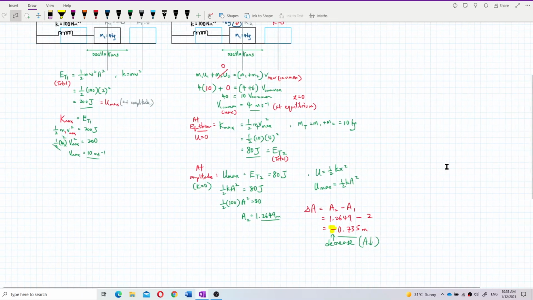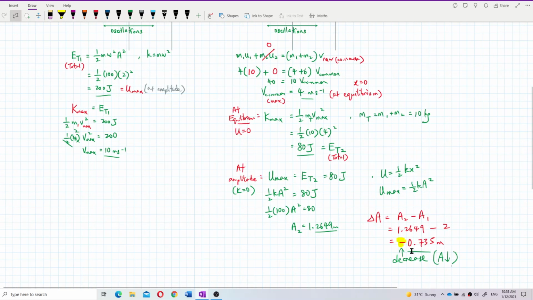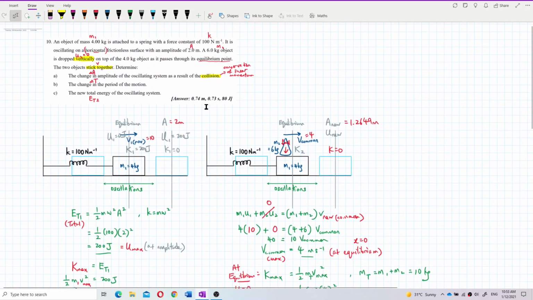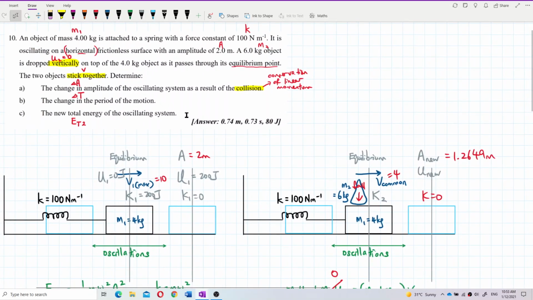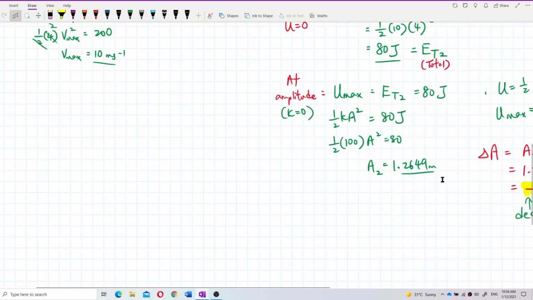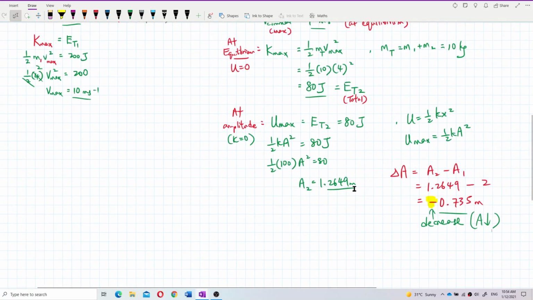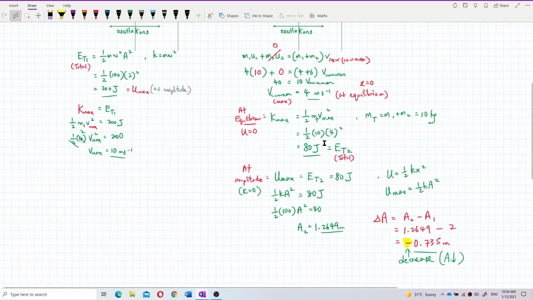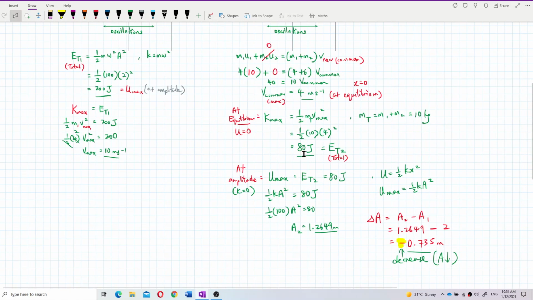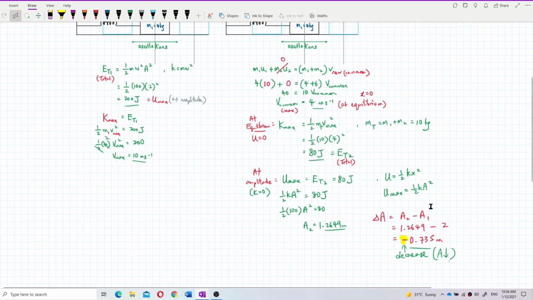So is the answer correct? The change is negative 0.735. Yes, that's correct. The change in amplitude is 0.74. It didn't put negative, but that's not so important. Negative means the amplitude decreased. It decreased to 1.2649 because the energy also decreased, from 200 to 80 joule. So that's the answer.